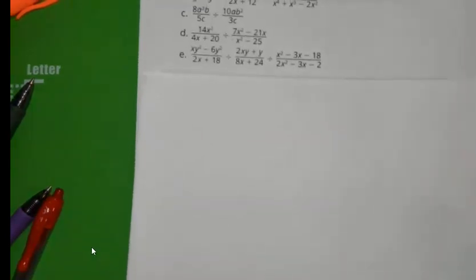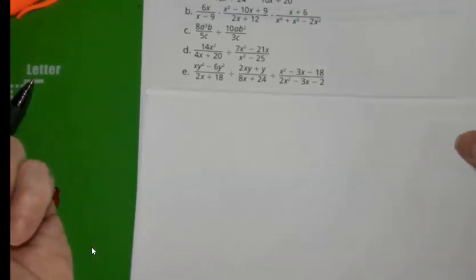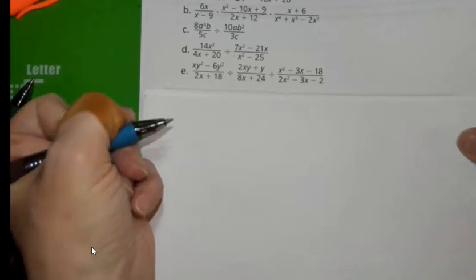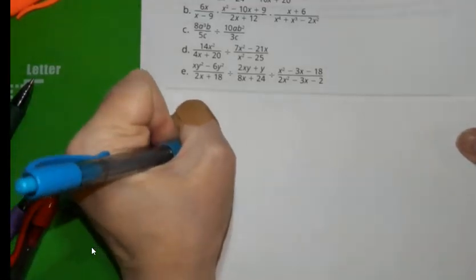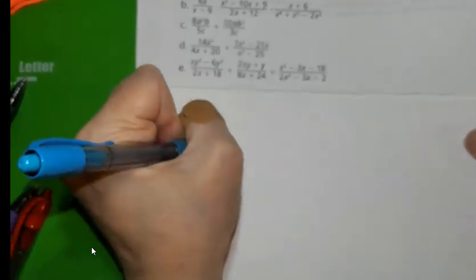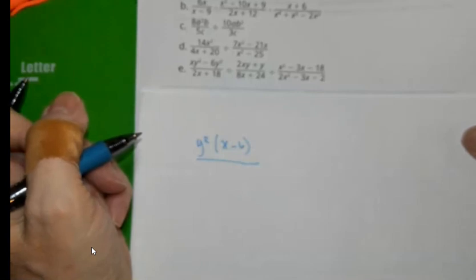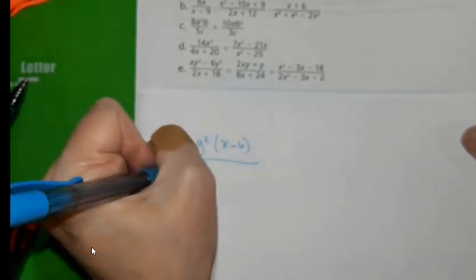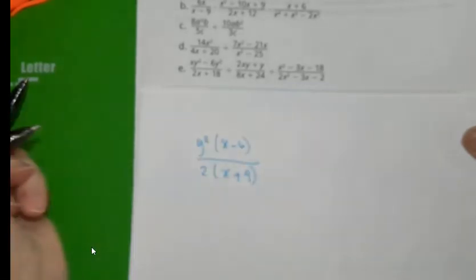Okay, we're finally done. This is going to be our last problem. So all of these need to be factored. In the first expression, you have a common factor of y squared, so that will leave you with x minus 6 in parentheses. Underneath, you have a 2x plus 18, common factor 2, so x plus 9 in parentheses.